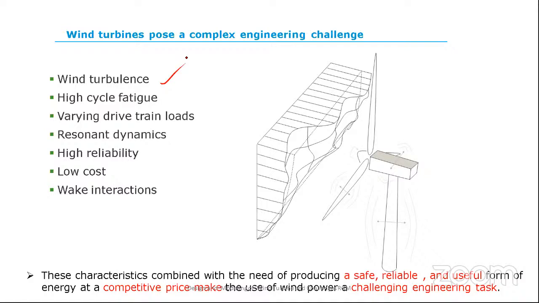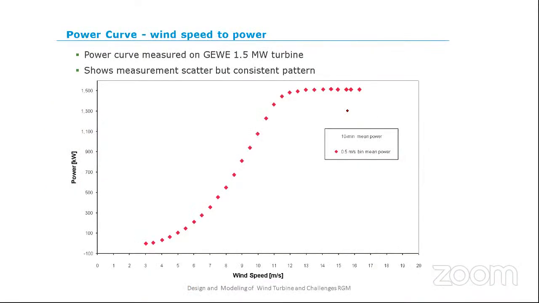And since it is continuously rotating, it has high cycle fatigue and varying drivetrain loads, since the variable nature of the wind, the drivetrain loads because of the rotor will rotate and depend on the wind speed, and resonant dynamics, high reliability and wake interactions. What is that? I'll explain to you the wake interactions.